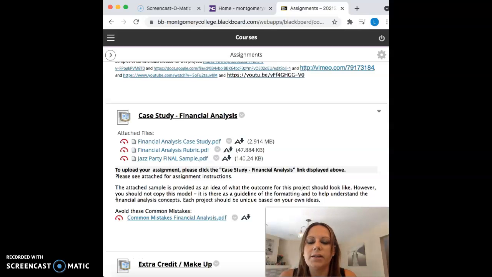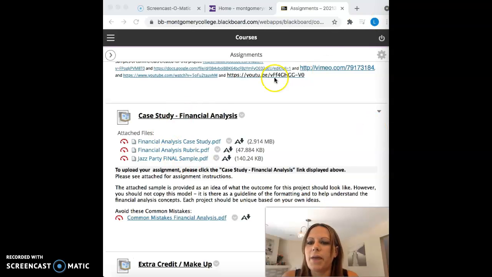Hi everyone. Today I'm going to go over the case study financial analysis assignment. This assignment is a great opportunity to plan an event and decide whether or not it will be profitable. Building these skills will help you with future decision making in regards to profit and whether or not it makes sense to proceed with a business idea.